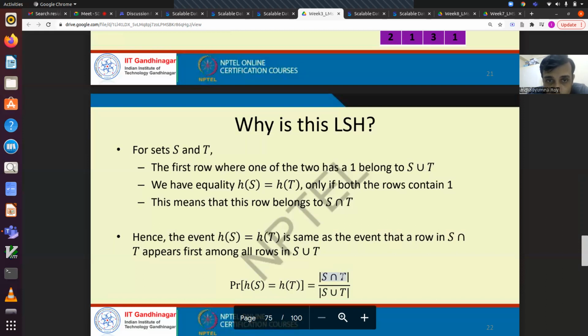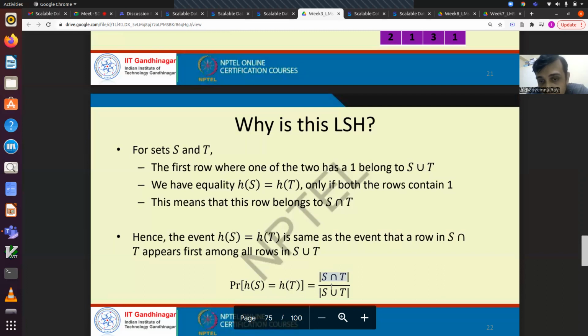Can I ask this S intersection what should be the value for it? It should be more or it should be less. Then only we can say that it's true. Suppose S is 100 and S intersection is 1, then 1 by 100, so does that mean that probability of H of S equal to H of T?